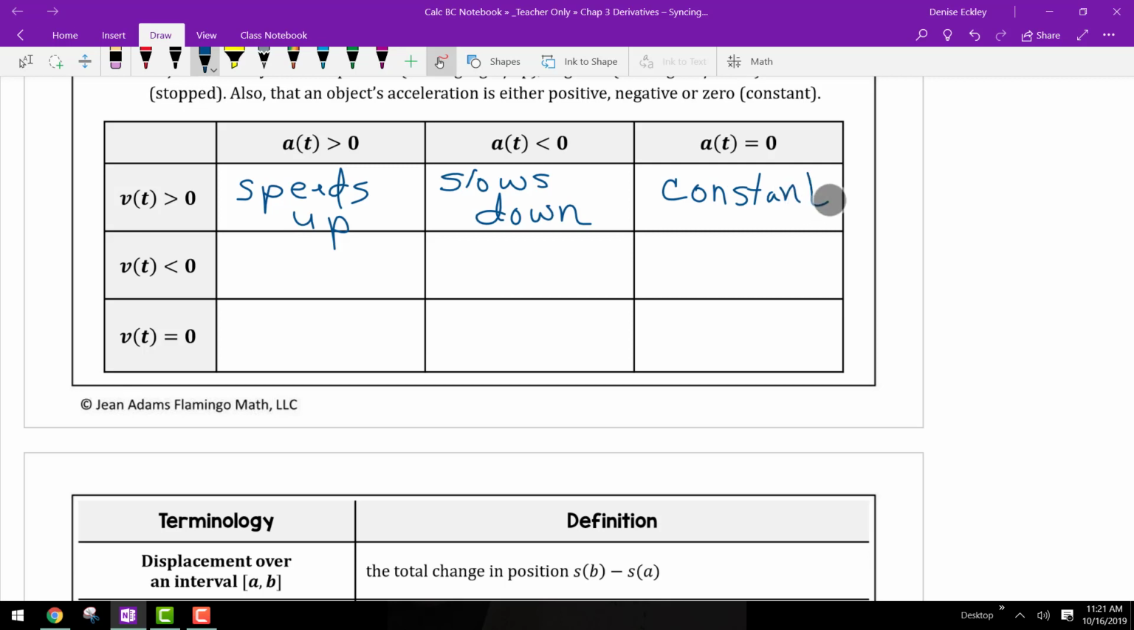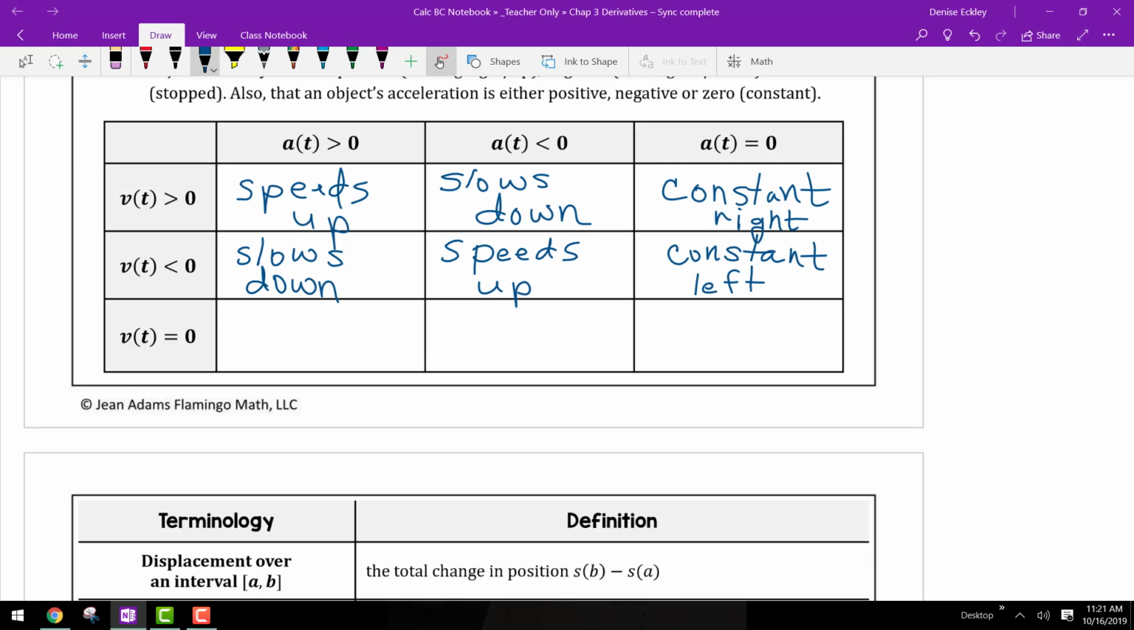or constant acceleration. Okay, so now when our velocity is less than zero, but our acceleration is positive, it is slowing down, so it slows down because they have opposite signs. When the acceleration and the velocity are both negative, that means the particle is speeding up, so it speeds up. And when the acceleration is zero, again, it is moving in a constant velocity. And in the first case, it would be moving to the right, and in this case, it would be moving to the left. Okay, what if our velocity is zero?